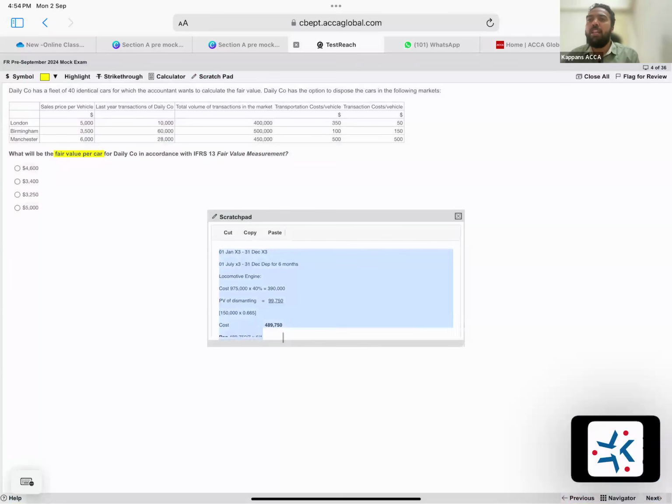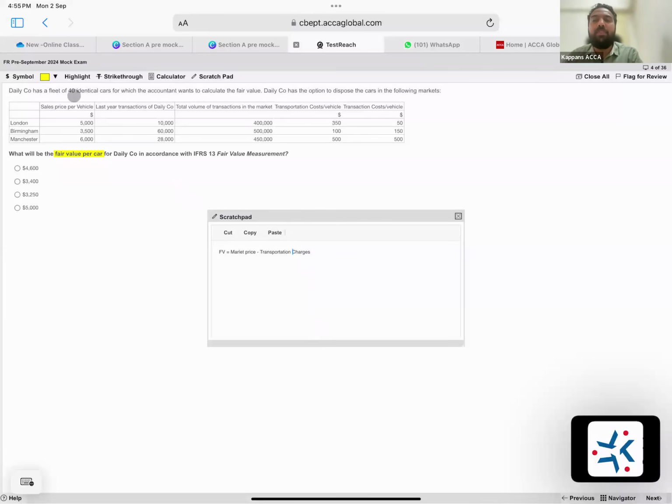So fair value, you might have learned how to calculate fair value. Fair value is basically the market price minus transportation charge. So now please read the question.